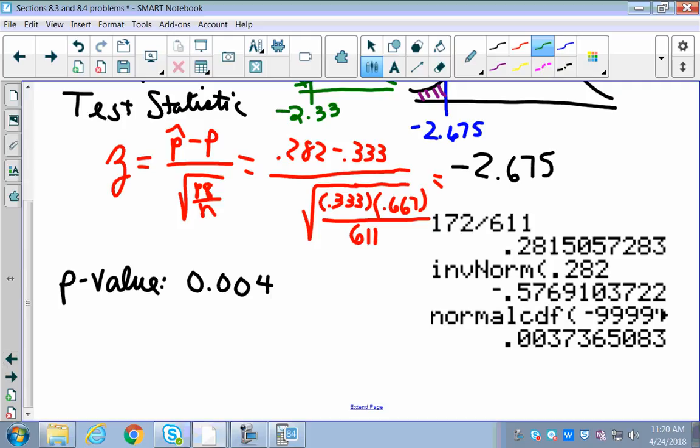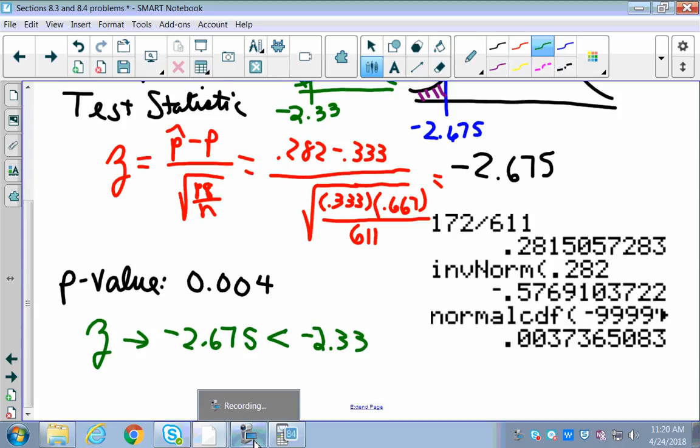Thank you. To decide whether or not I'm going to reject or fail to reject the null hypothesis, if I'm going by my z, I'm going to say, hey, is negative 2.675 less than negative 2.33? Of course, the answer is yes. So it is, and because it is, then what do I do? I reject the null hypothesis.